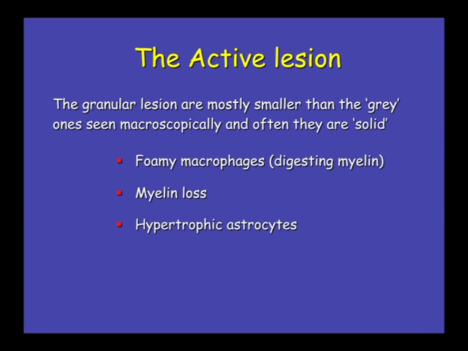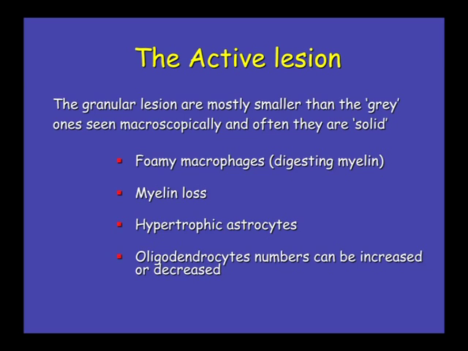The astrocytes, like I told you, they start forming a scar, ready to try to repair, but they're also producing neuroprotective factors. The oligodendrocytes, the cells that make the myelin, depending on the type of damage that we see, sometimes the oligodendrocytes can be increased because they're trying to repair the myelin, and in other areas they can be decreased. And usually there's inflammation around the blood vessels.